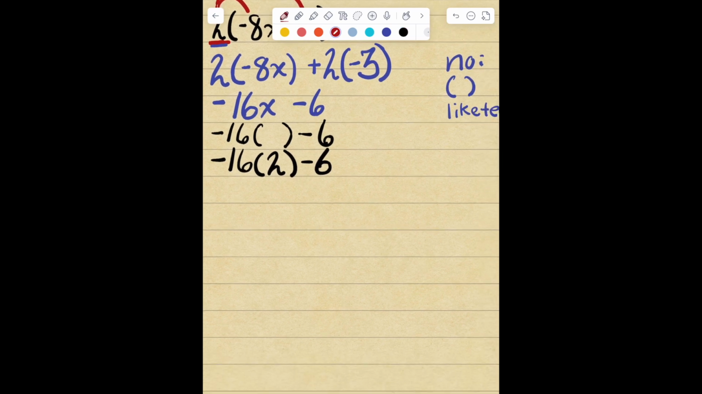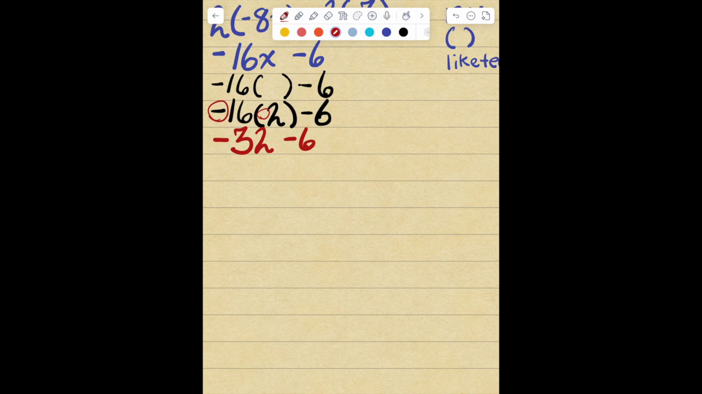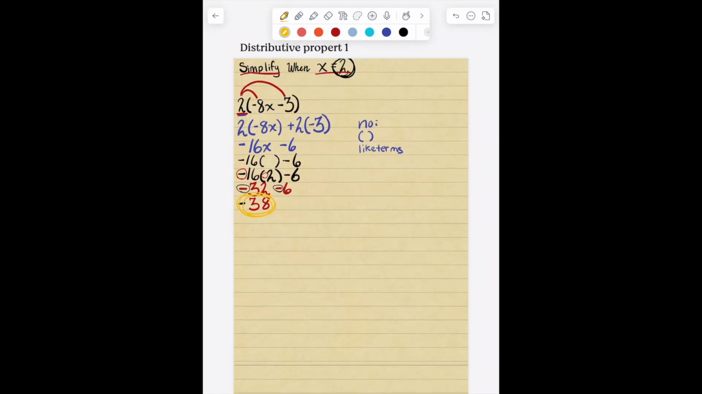Now that we've done that, we're going to go back to multiplying because parentheses mean multiply. So I check my signs. I've got a negative and a positive, so that is different signs. So we're going to have a negative, and then 16 times 2 is 32. Now we're going to carry down that minus 6 because we haven't used it yet. Now I have 2 negatives. So whenever I'm adding 2 negatives or I'm subtracting a negative from a negative, it just makes a bigger negative. So I'm going to put negative and then do 32 plus 6. So 32 plus 6 is 38. And that is our answer for when we are simplifying this distributive property and substituting for x equals 2.